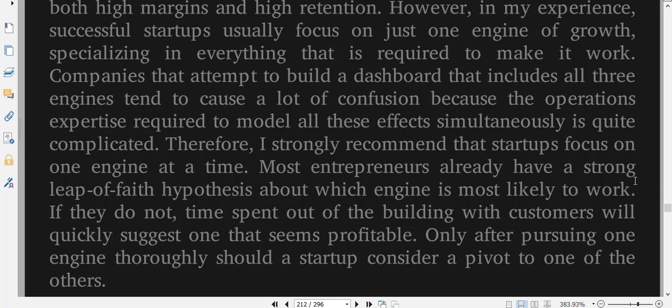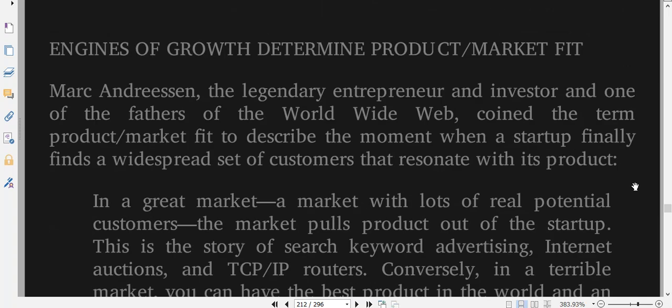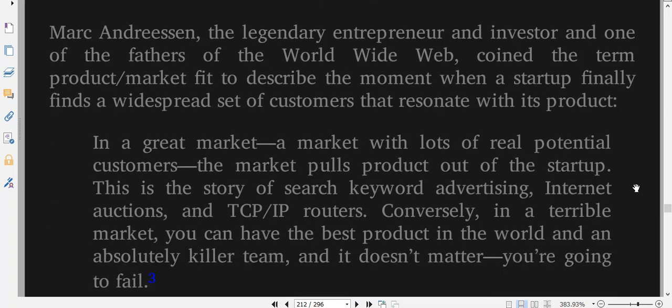Most entrepreneurs already have a strong leap of faith hypothesis about which engine is most likely to work. If they do not, time spent building with customers will quickly suggest one that seems profitable. Only after pursuing one engine thoroughly should a startup consider a pivot to one of the others. Engines of growth determine product market fit.